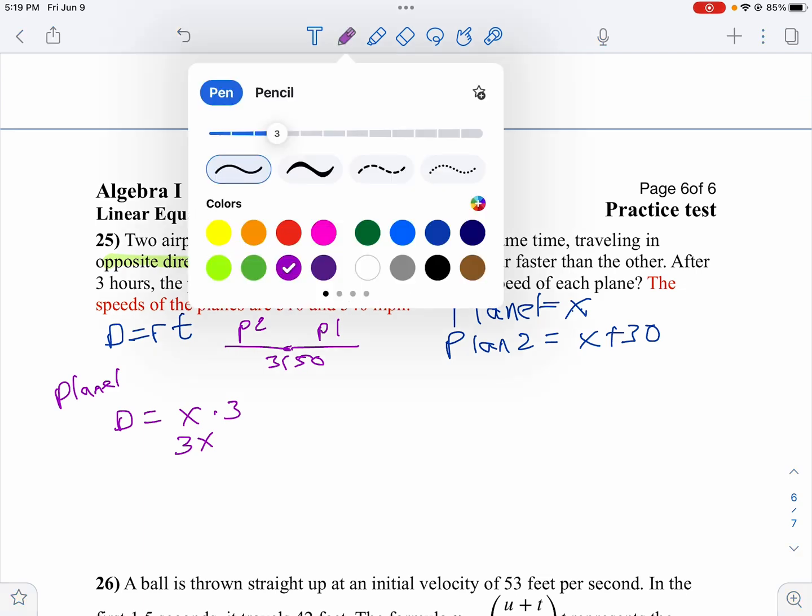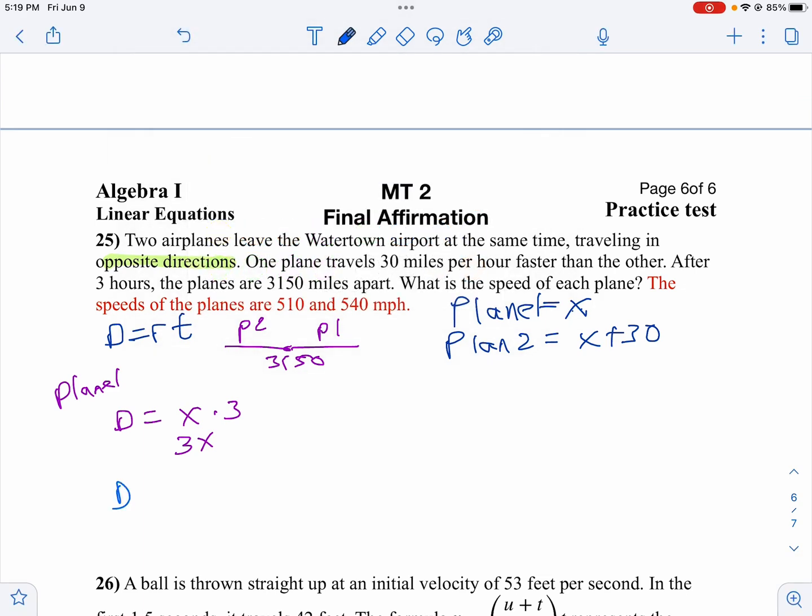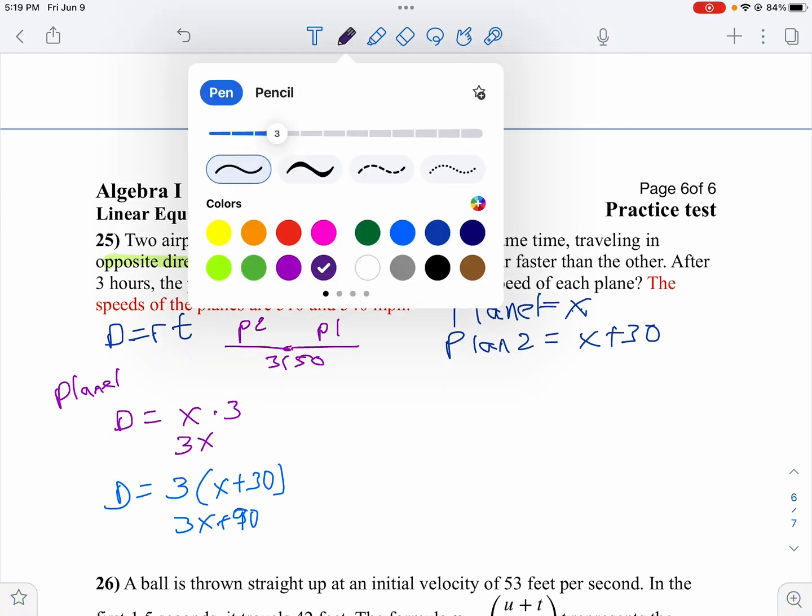Plane 2, the distance is going to be the time, which is 3, times x plus 30. Or I could say 3x plus 90. Now I know together these two planes go 3,150. So I think that's what I'm going to say here.